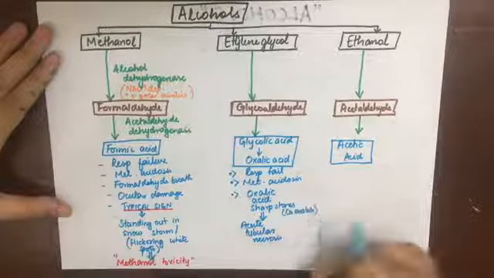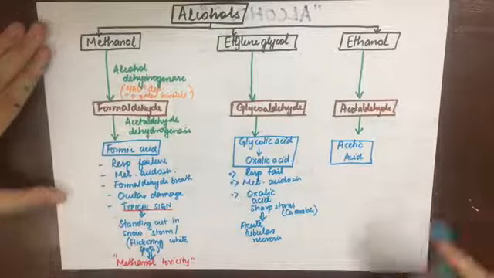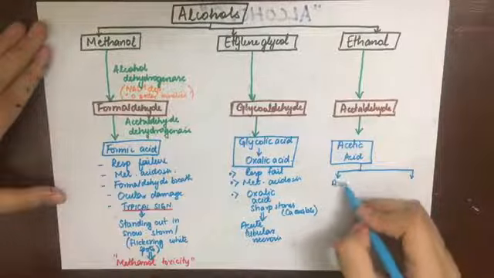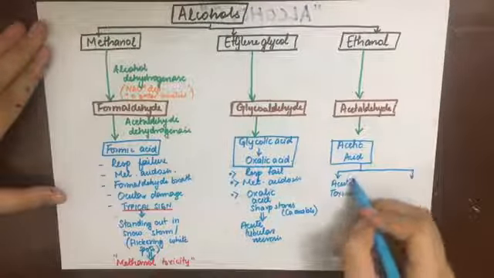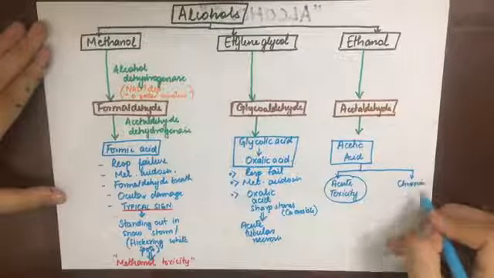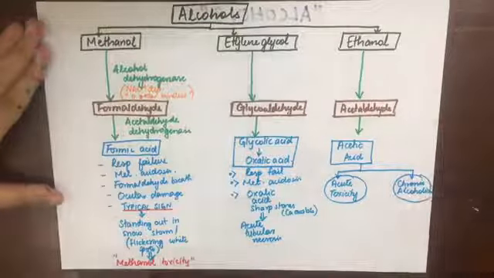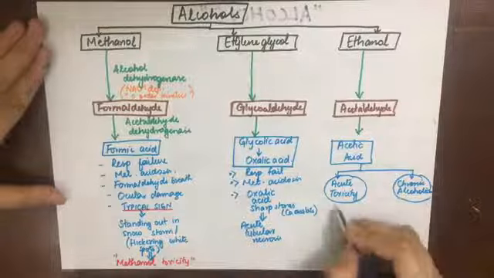Now, ethanol toxicity can present as acute toxicity due to acute intake of large amounts of ethanol and as well as chronic alcoholism. The acute toxicity will present as CNS depression, metabolic acidosis, acute hepatitis, and acute pancreatitis.